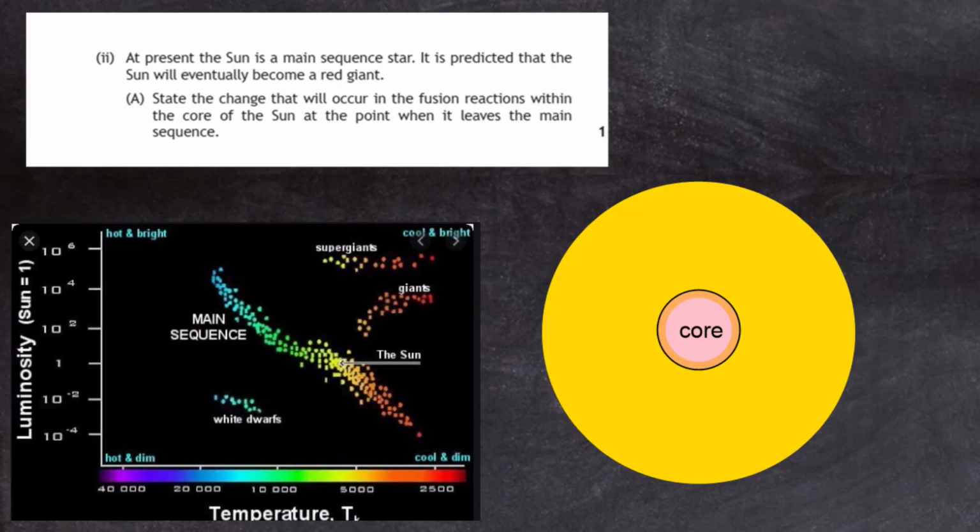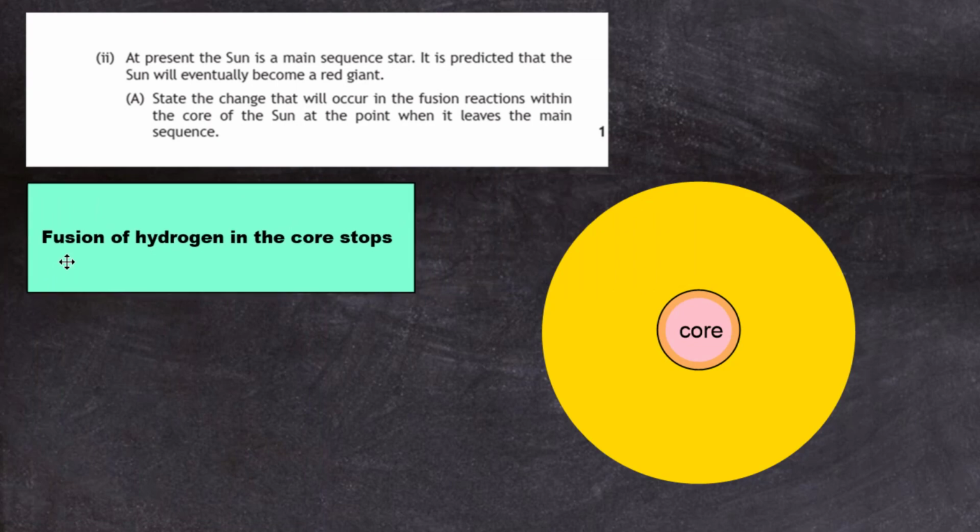And why does this occur? Well, the simple statement is quite simple. Fusion of hydrogen in the core stops, and that causes our Sun to move off the main sequence. Our Sun is quite happily burning all its hydrogen. When I say burning, I mean nuclear reaction, fusing all its hydrogen into helium. And the helium is building up in the core. But in 5 billion years' time, the Sun will run out of hydrogen, and the nuclear reaction in the core will stop. And that means it'll go off the main sequence. So for 1 mark, all you have to say is fusion of hydrogen in the core stops, and that will take it off the main sequence.